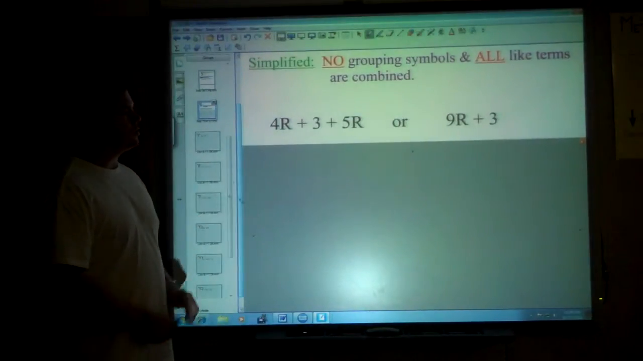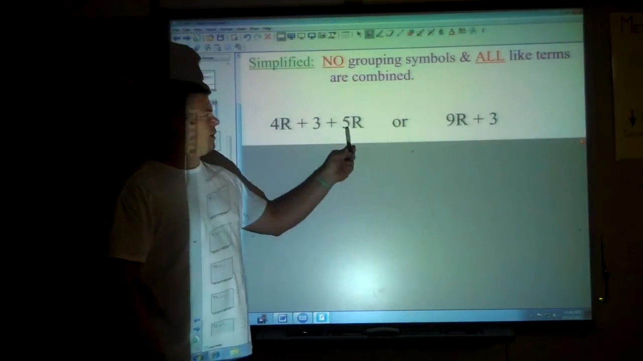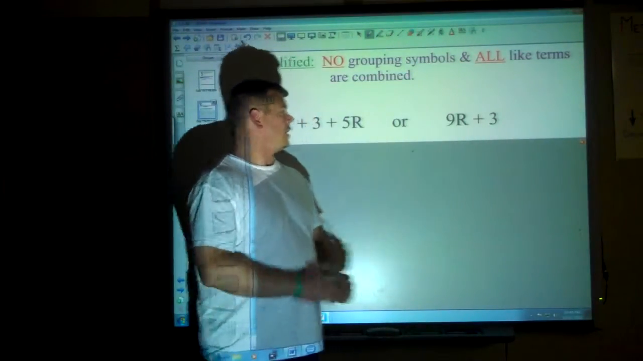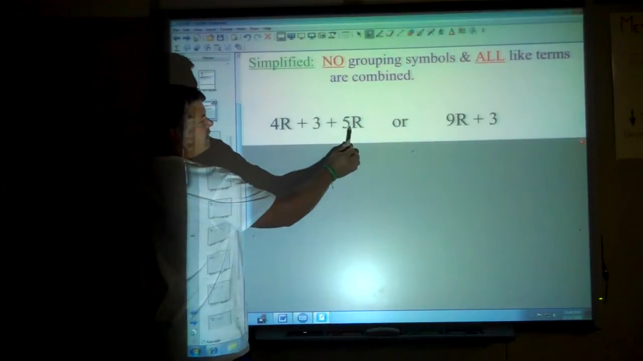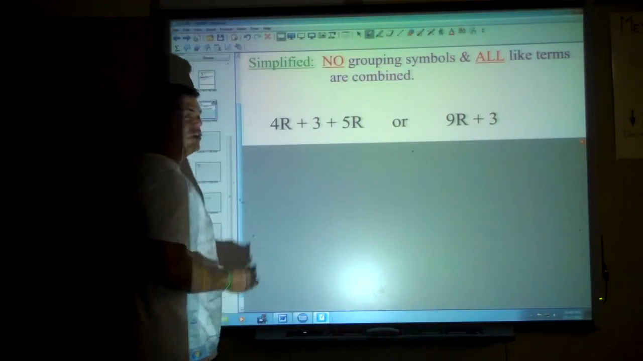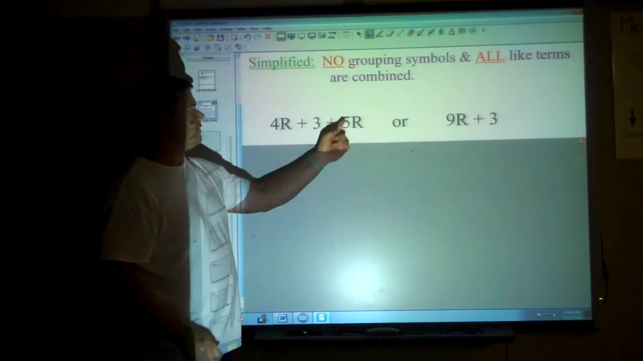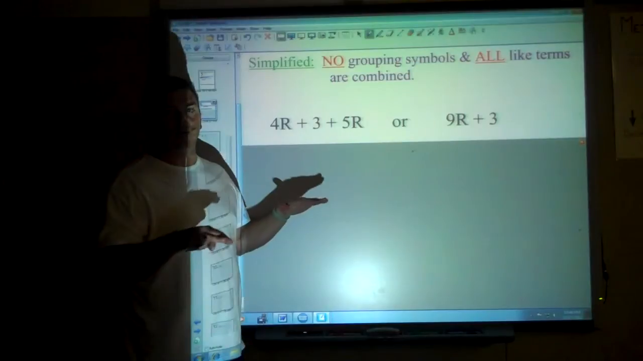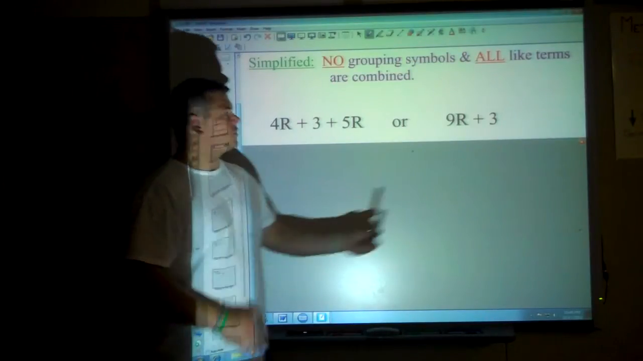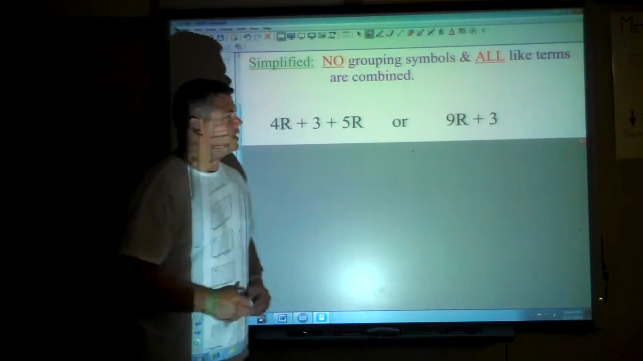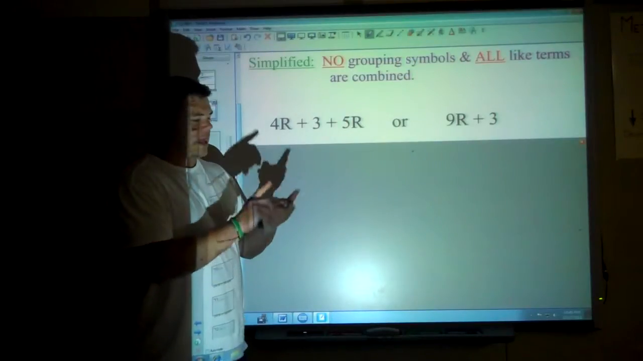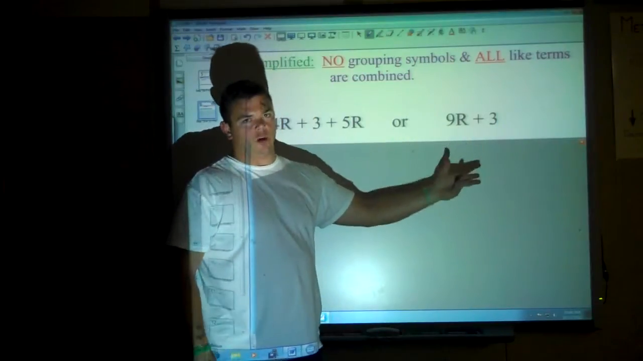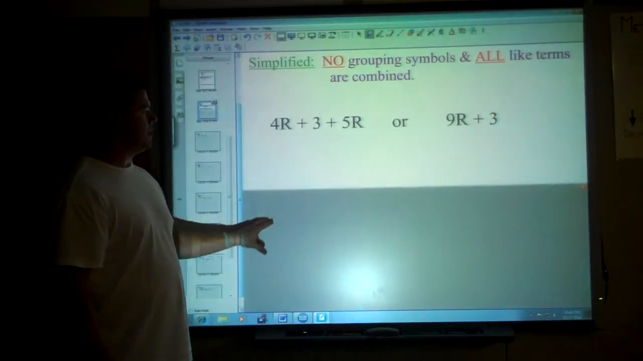Now, what is more simple? 4r plus 3 plus 5r, or 9r plus 3? This is more simplified down. Now, if you look at this, the 4r and the 5r are like parts. It's all addition, so you can add in any order you want. 4r's and 5r's makes a grand total of 9r's. The 3 does not have an r, so it cannot be combined. It's not a like term. So we're left with this expression in simplest form. No grouping symbols and no like parts that can be added. Unfortunately, people try to take it a step further and they say 12r, but they're not like parts, so you can't combine them.